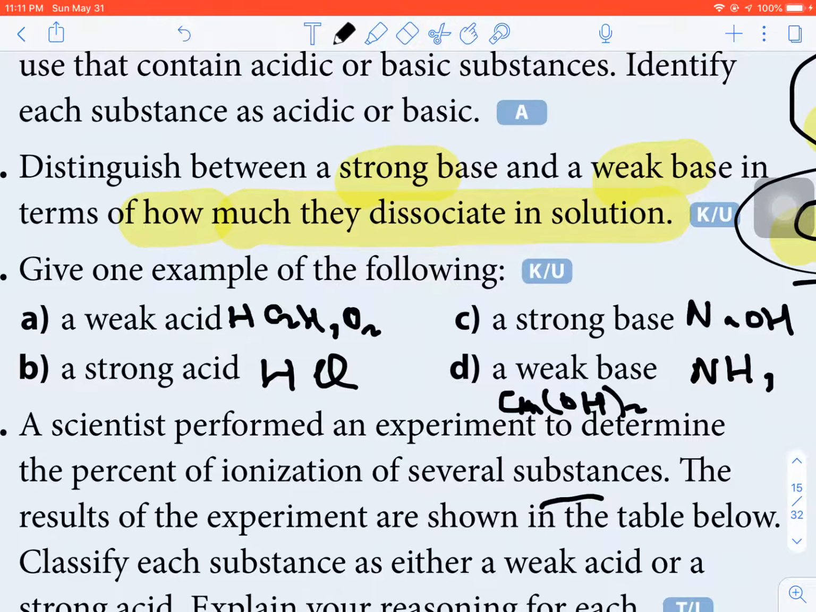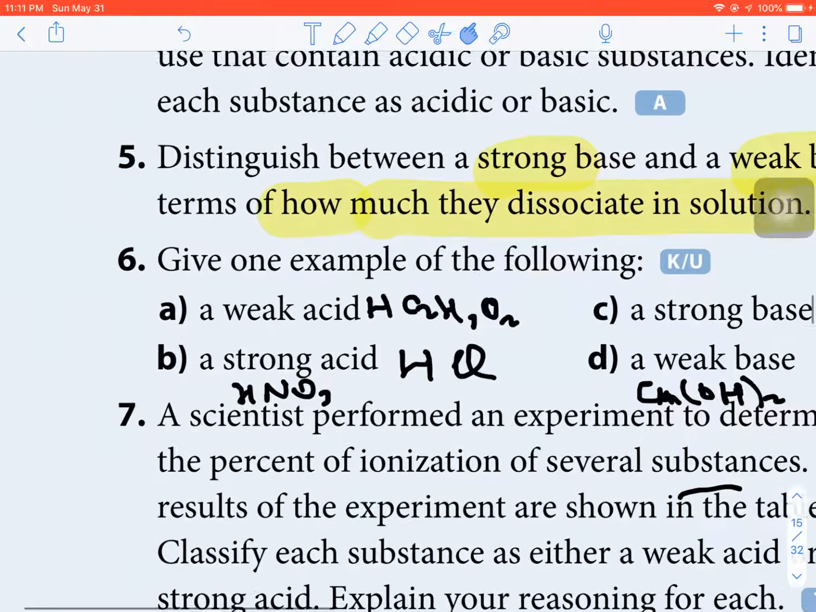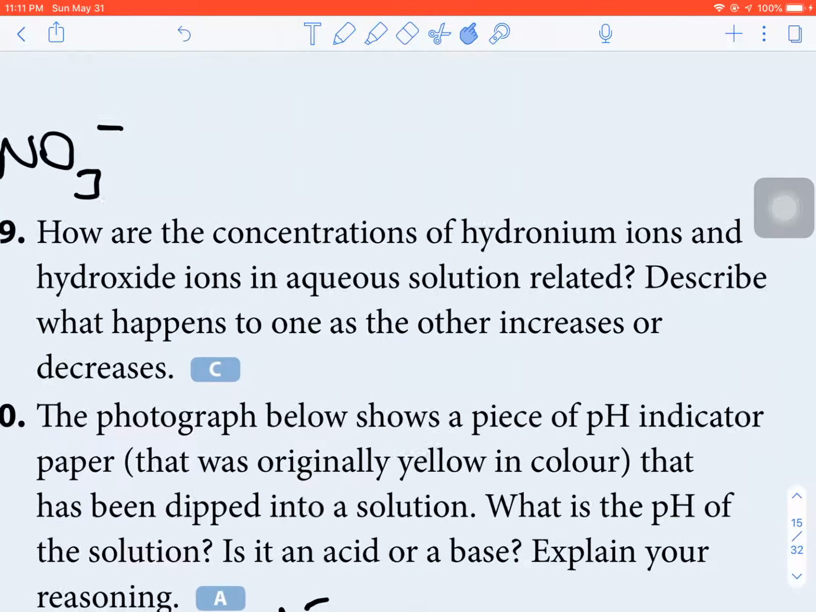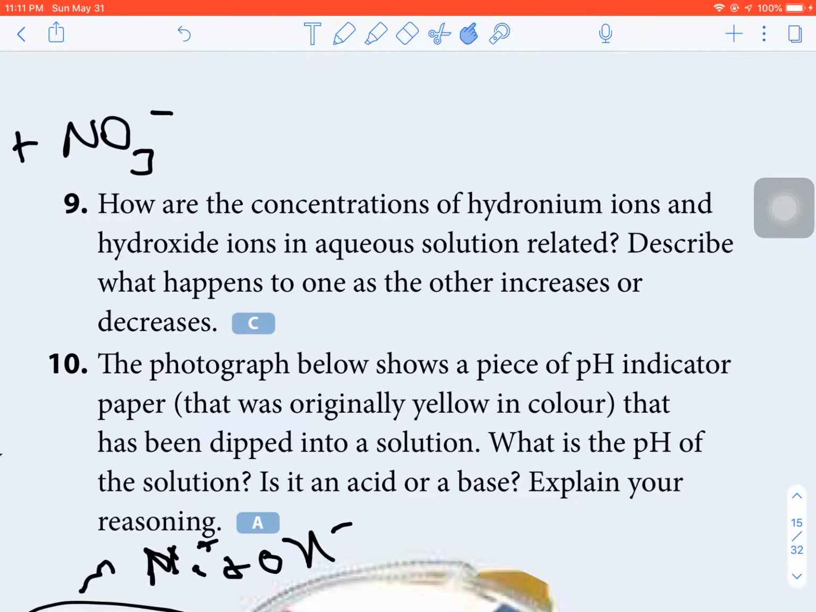Another good strong acid might be HNO3. Again, we use that a lot in chemistry. So HCl and HNO3 are 2 very good examples of strong acids. Okay, if I continue down, that's question 6. It says go down to question 9. So question 9 says, how are the concentrations of hydronium ions and hydroxide ions in a solution related? Describe what happens to one as the other one increases or decreases.